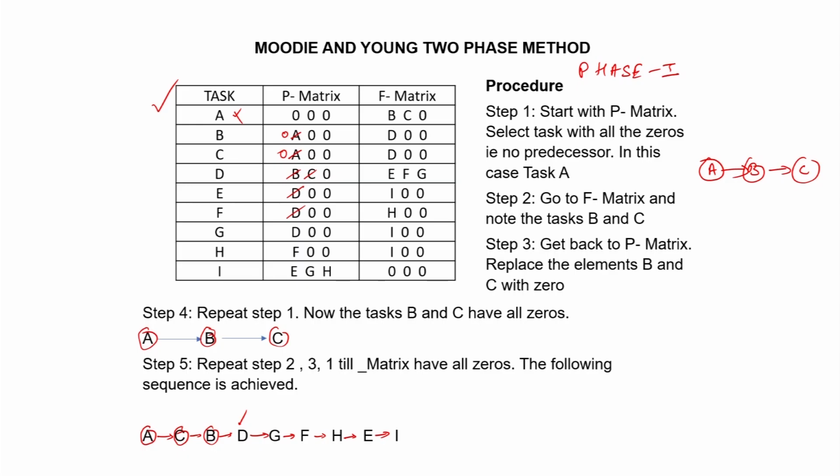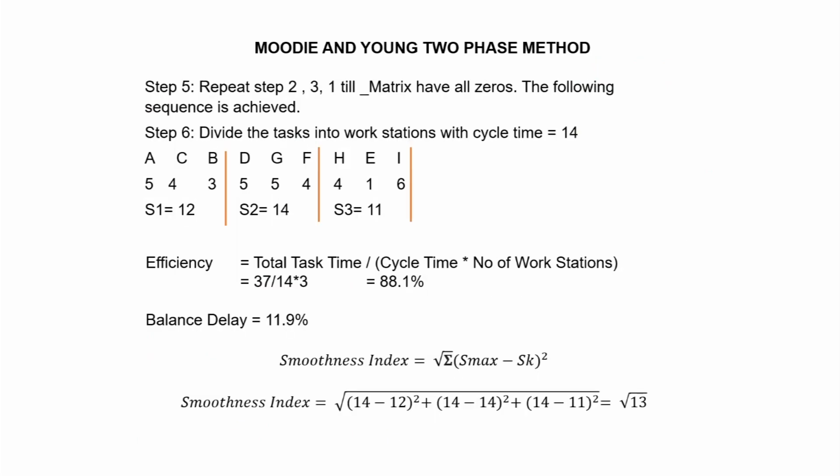Okay. Here you will find that this is slightly inferior to the previous method of RPW and others, because we are only looking at predecessors, we are not taking care of their element times or their number of followers. We are not considering that. Anyway, it has its own strength. So, in phase 1 we are able to develop this particular sequence. Now, let us go to phase 2. So, step 5 I have written here: till all zeros and the following sequence is achieved. We achieved this sequence. Now, step 6 of phase 1, sorry, phase 1 is continuing.